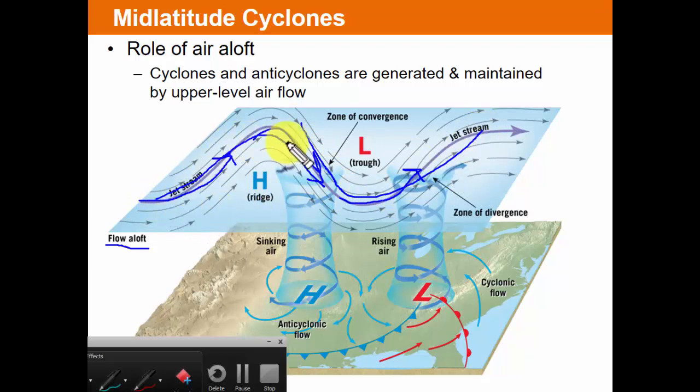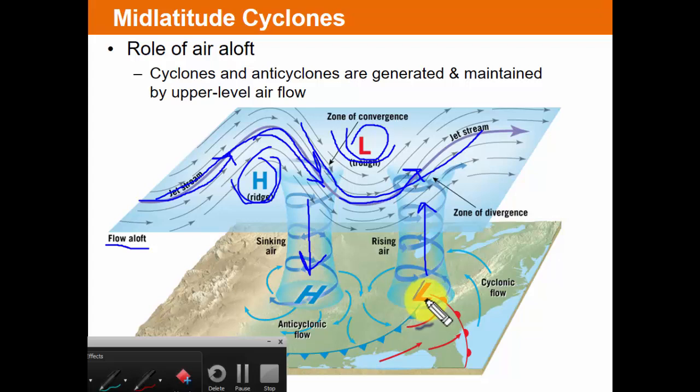And those ridges of high pressure aloft, that's a high aloft, and those troughs of low pressure aloft, they also move clockwise and counterclockwise. So how do those motions help to create the vertical motions up and down, downward sinking air, upward rising air, that create high pressure and low pressure at the surface?